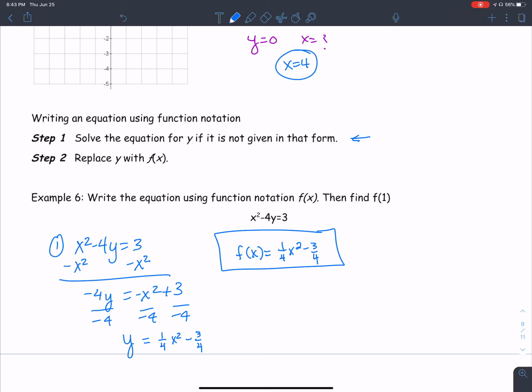Then they want us to find f of 1. So that means x equals 1. What's y? So here we go. F of 1 equals 1/4 times 1 squared minus 3/4. 1 squared is 1. 1/4 times 1 is 1/4. Get negative 2/4. That's my answer. Okay, so that's what f of 1 equals.